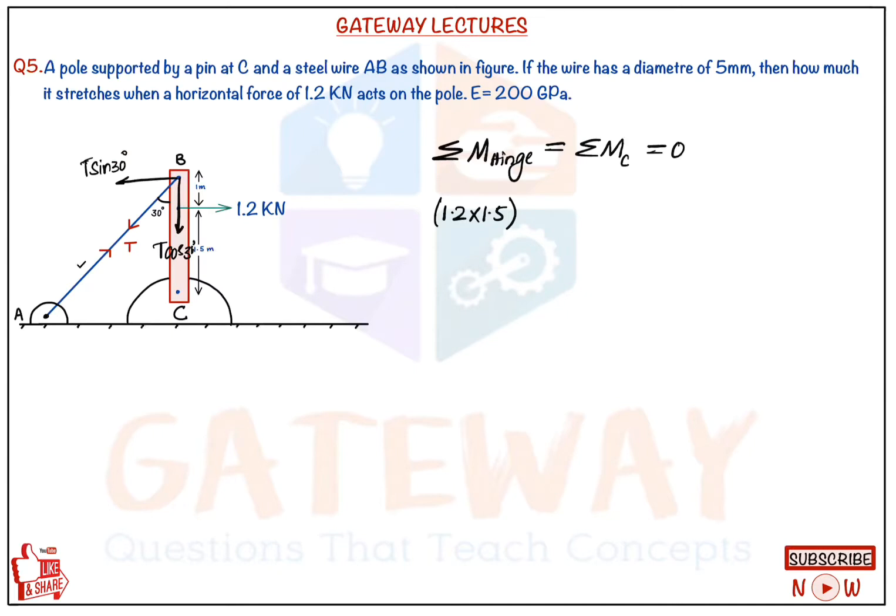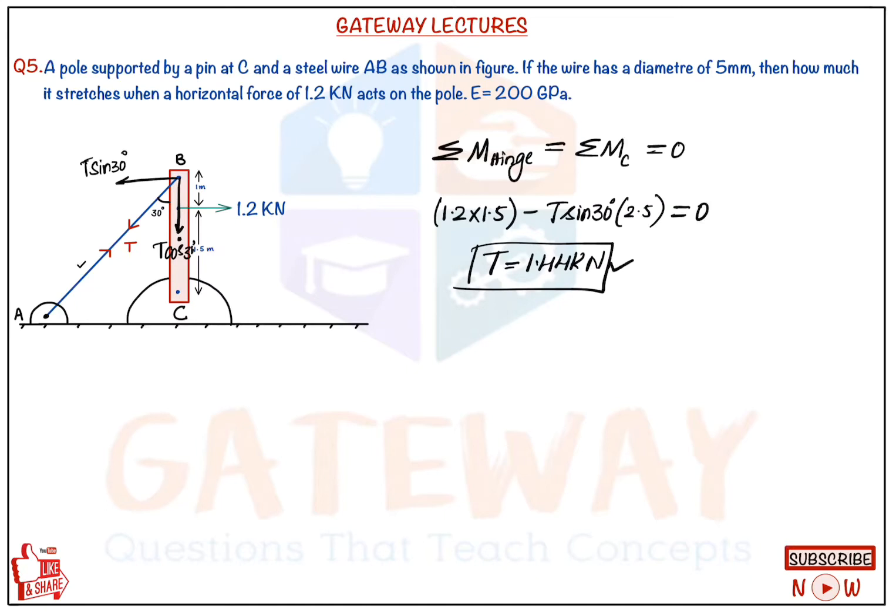So T sin 30 into the distance is negative, since it is anti-clockwise. The distance is 1.5 plus 1 meter extra, so it will be 2.5. The weight of the pole acts at the center, but it passes through the point C, so we need not take its moment, and this will be equal to 0. From that we get the value of T as 1.44 kilonewtons.